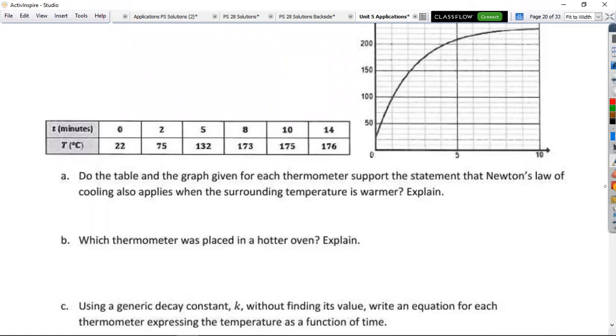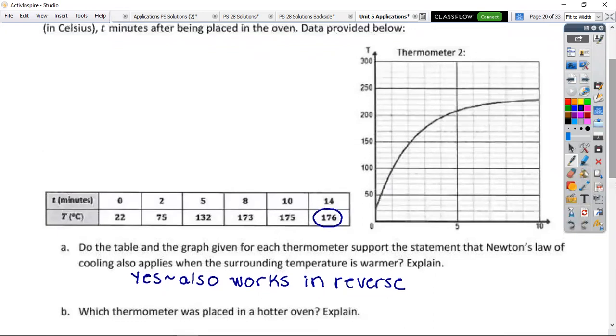Yes, because what's this doing? Heating up, so yes. I'm going to say it also works in reverse. You guys know this. Part B, nice and quick. Which thermometer was placed into a hotter oven? What do we have? 176 versus, what is this? Someone ballpark it. Is it 230? Yeah. Thank you. Hard to read there. So 230 degrees.